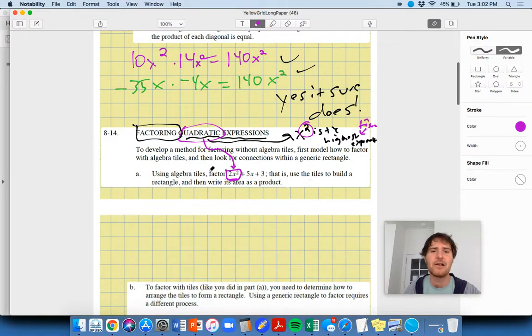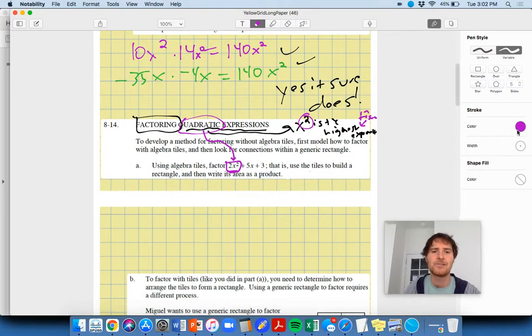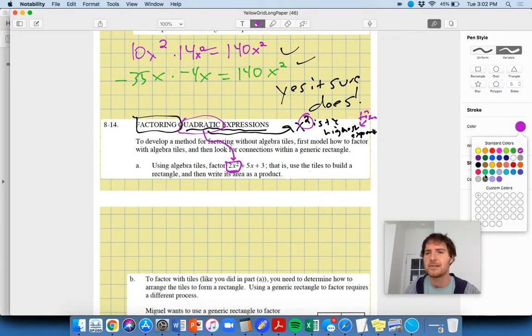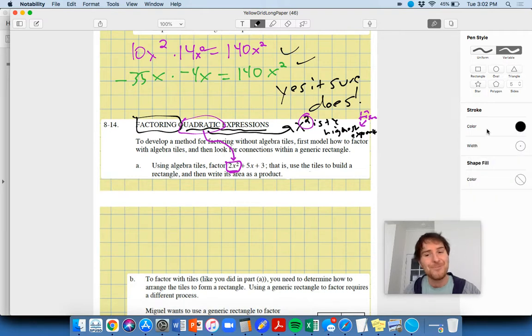Using algebra tiles, factor this. That is, use the tiles to build a rectangle and then write its area as a product. You might have to mess with this a little bit. Maybe sketch it out in your diagrams, just to show you that what we're going to do in a second is going to be a little bit faster than what I'm doing here. You might be thinking, why? I just want to do the fast thing right now.